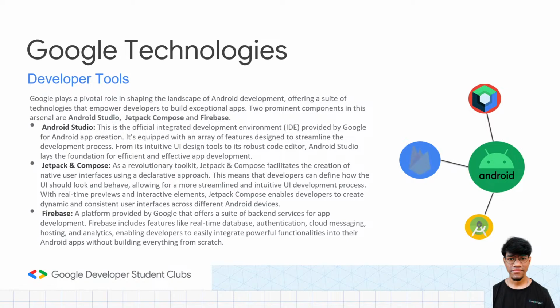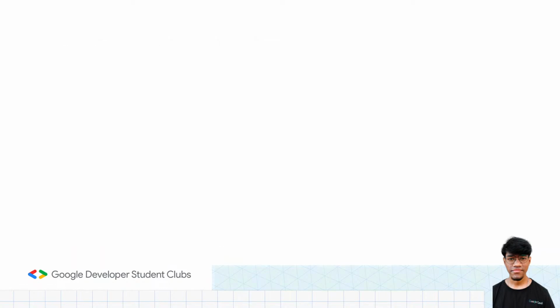And then we have Firebase. Firebase is the backend service for app development, which includes real-time database, authentication, cloud messaging, hosting, and analytics, enabling developers to easily integrate powerful functionality. We will learn about this in the next slide.